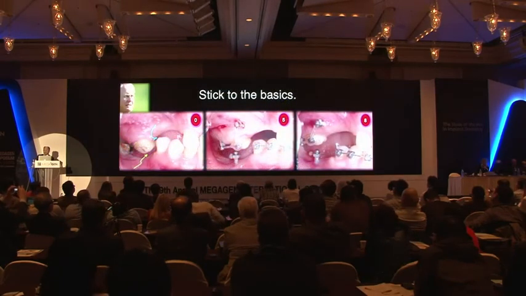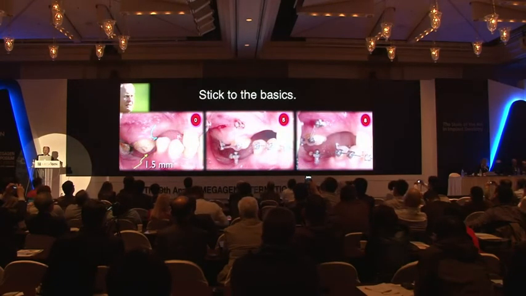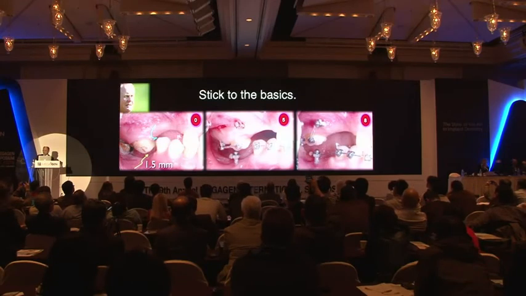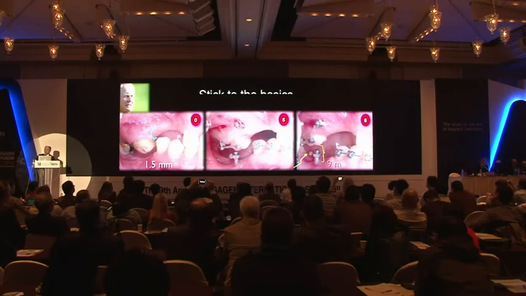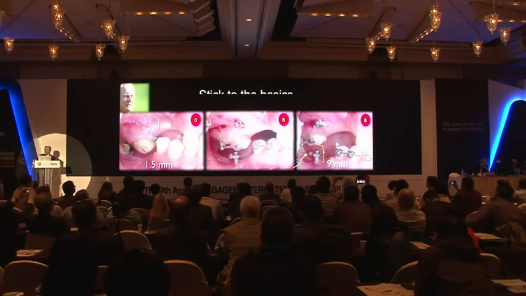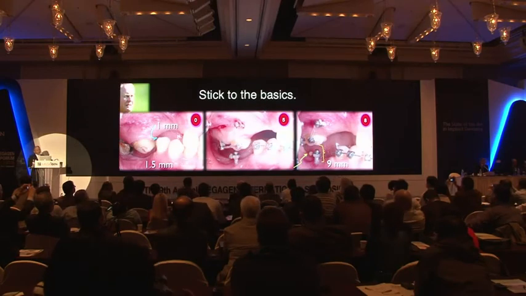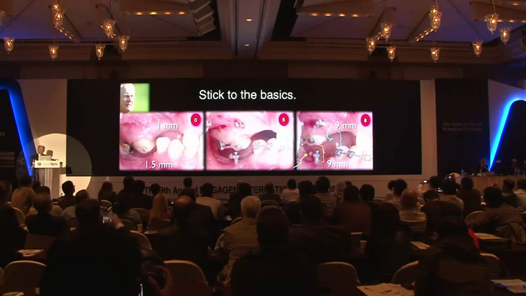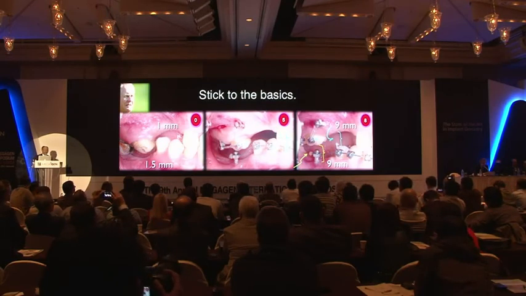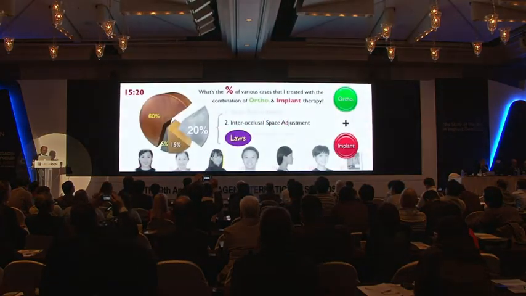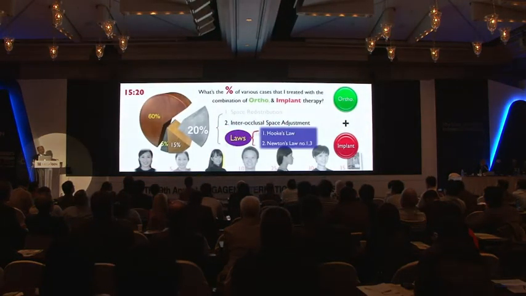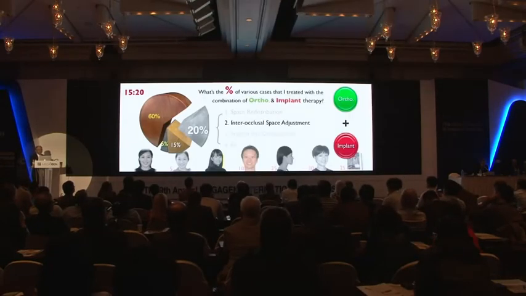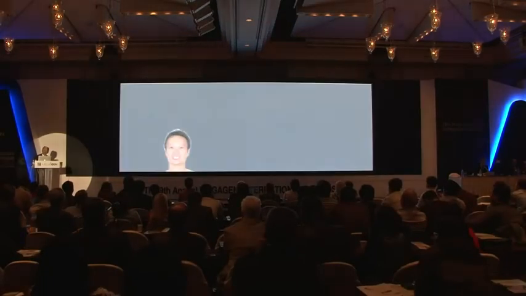So within a short period of time, it used to be 1.5 millimeter, and 8 months later, we get 9 millimeter interocclusal space. And on the top, we had 1 millimeter, and 9 months later, we were able to get 9 millimeter interocclusal space. So we solved this very, very difficult situation. The law here is always Hooke's law and Newton's law. So with that, let's go to the next step.